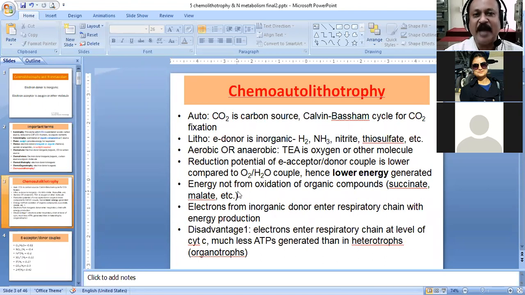Okay, these organisms could be either aerobic or anaerobic. They could be anything. That is because the terminal electron acceptor could be either oxygen, or it could be any other molecule other than oxygen. Like in anaerobic respiration, we have already studied that nitrate and sulfate can serve as the electron acceptors. Okay, that is instead of oxygen, right?